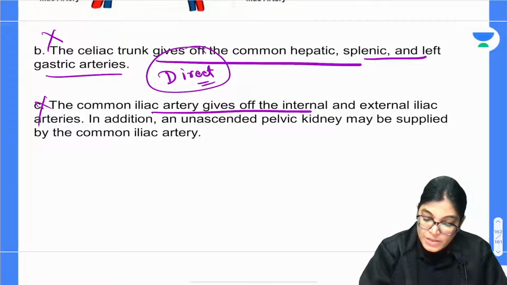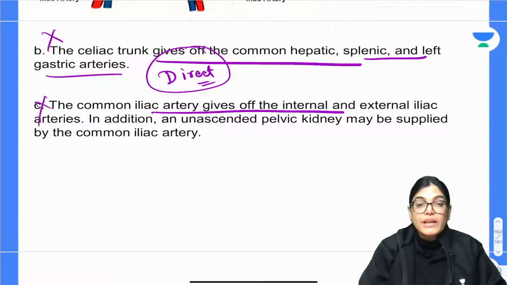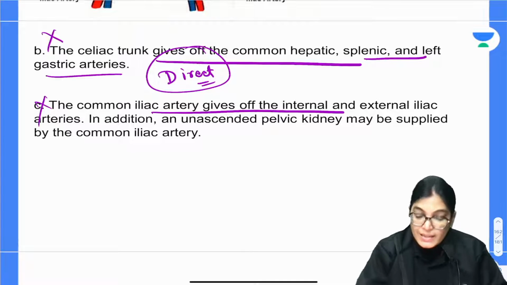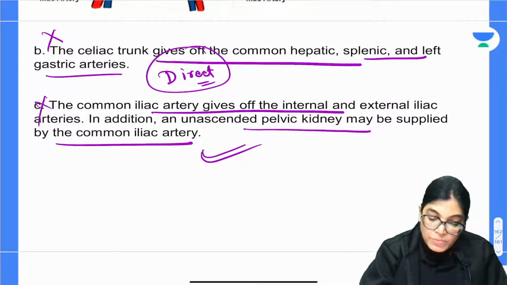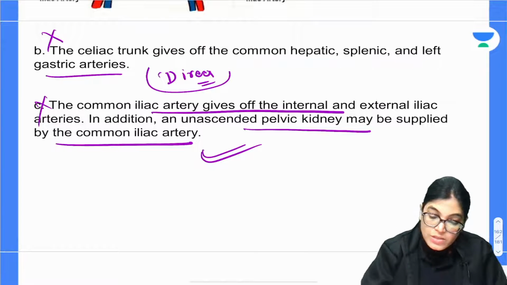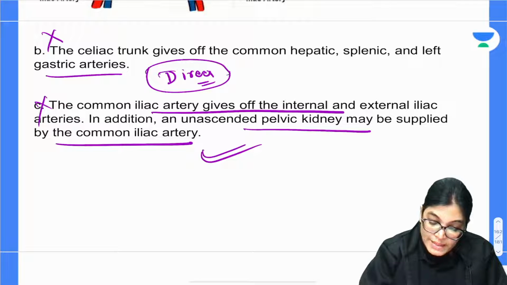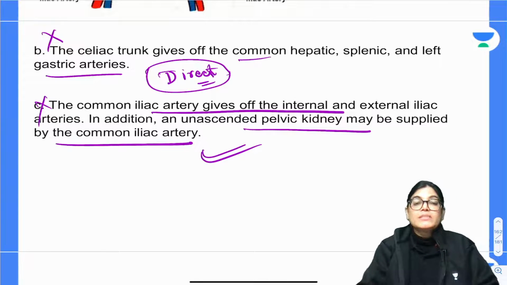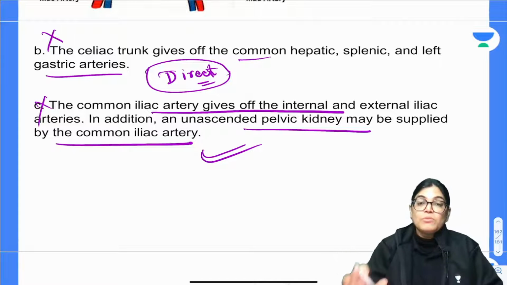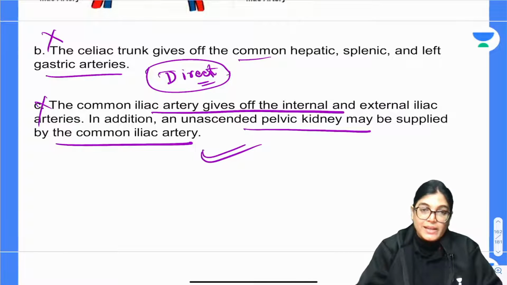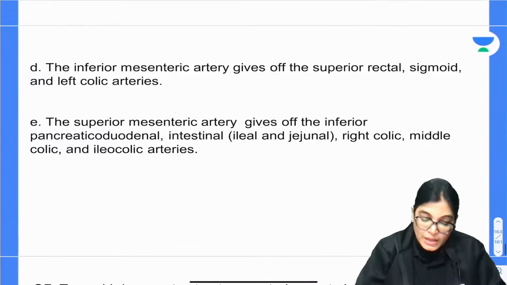Common iliac artery gives out the internal and external iliac arteries, and in addition an unascended pelvic kidney may be supplied by it. So the common iliac artery is not providing blood supply to the kidney directly. If the kidney has not ascended to its correct position, the blood supply source will be the common iliac artery, but this is not an abnormal condition. This is a normal condition that was not mentioned. If it were an abnormal condition or an unascended kidney, we could have gone with common iliac artery as the correct answer. Let's move on to the other one.